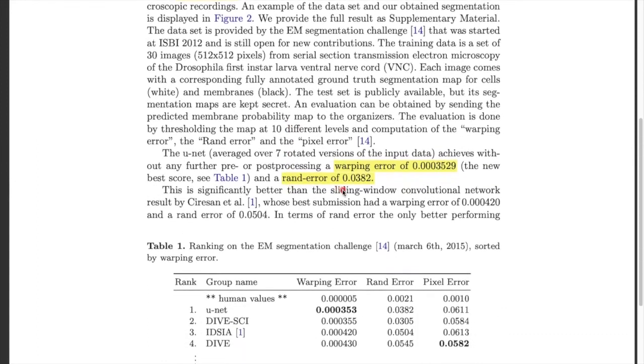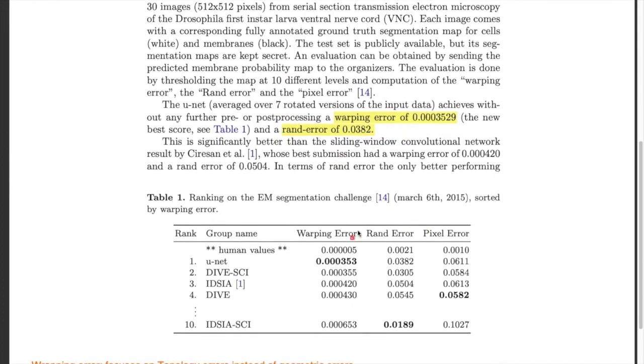So basically they covered a bunch of different cells, and they reported the error values compared to other methods. For the first part, they reported warping error and rand error. Warping error basically only focuses on the topological aspects of the image rather than the pixel-wise, geometric errors.